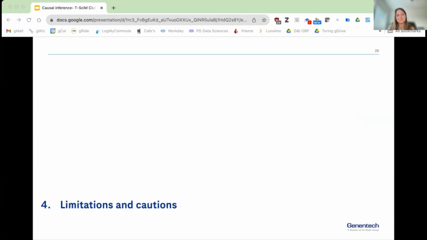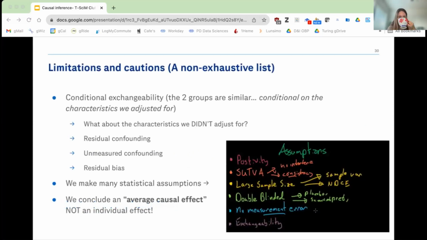But there are many, many limitations, which is why I said in the first slide that causal inference is both a bit of an art and a science. So first, when we say drug M has some causal effect on patients, we assume conditional exchangeability, which means we assume the 2 groups are similar given the characteristics we adjusted for.